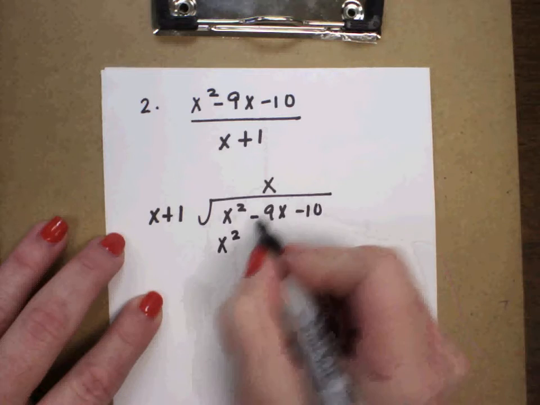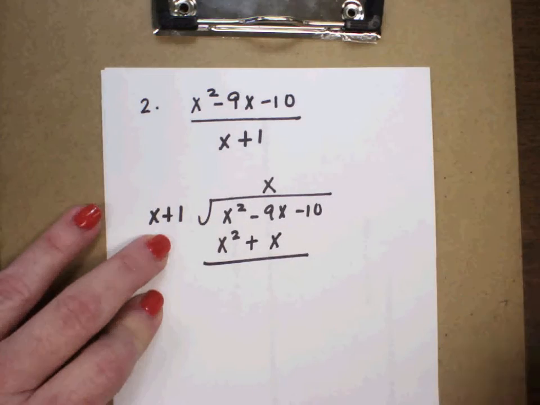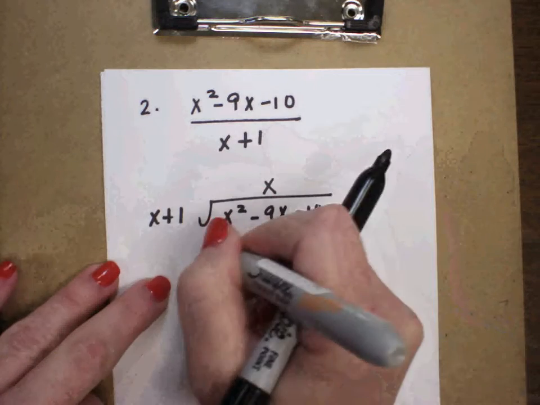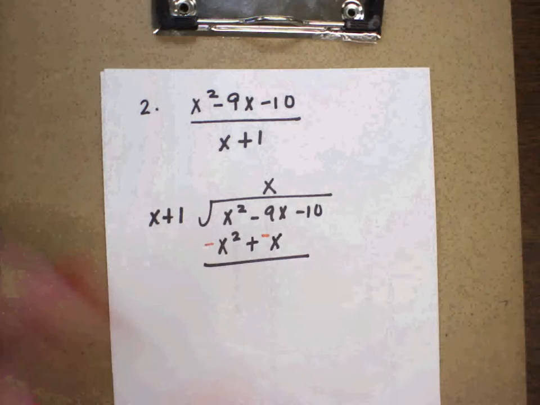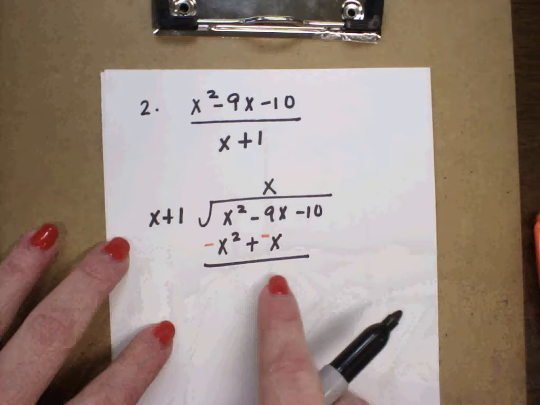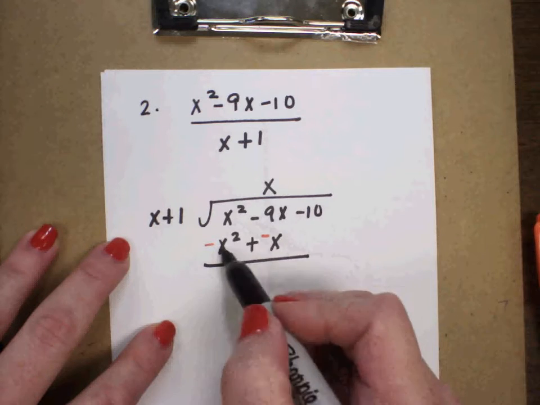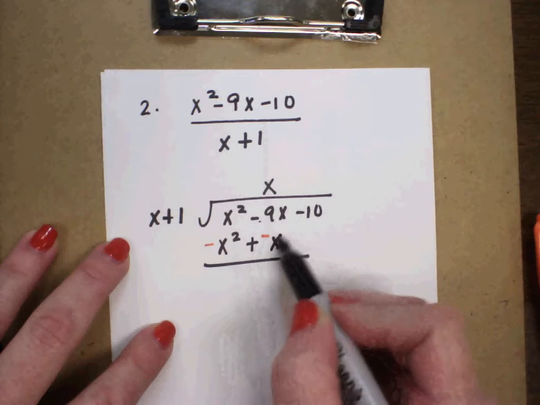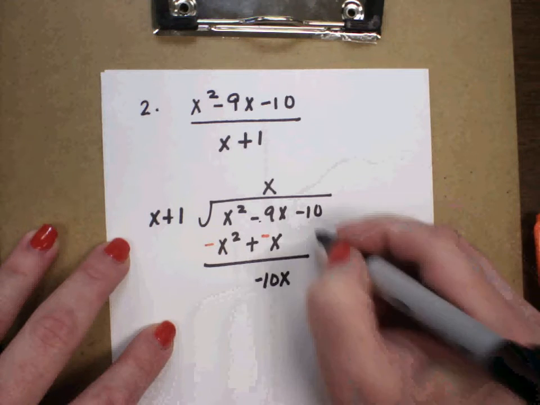X times 1 is just 1x, right? Then this is negative, and that would be negative, right? I'm just going to go ahead and change it now. Can I do that? Is that okay? Because it's minus. Right, that's canceled, so that would be 0. What's negative 9x and negative x? Negative 10x, right? Bring down the negative 10.